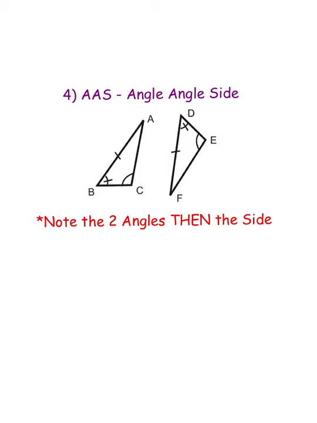The next one is angle, angle, side. Be careful. So if I look at this one, because I'm starting with angle, I start here, angle, then another angle, then a side. Here I have an angle, I have another angle, and then I have a side. Note that it's 2 angles and then the side. That's why it says angle, angle, side.